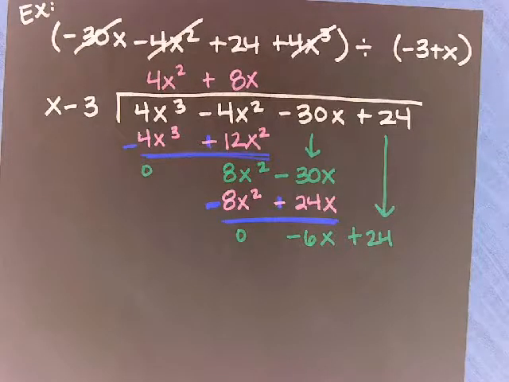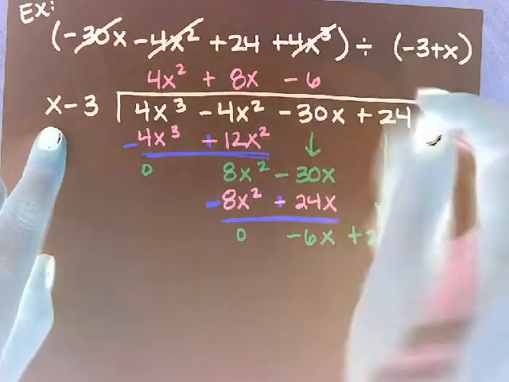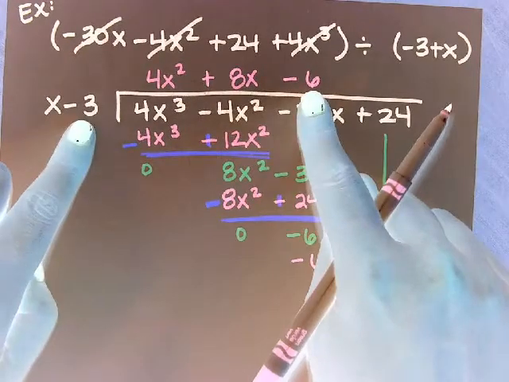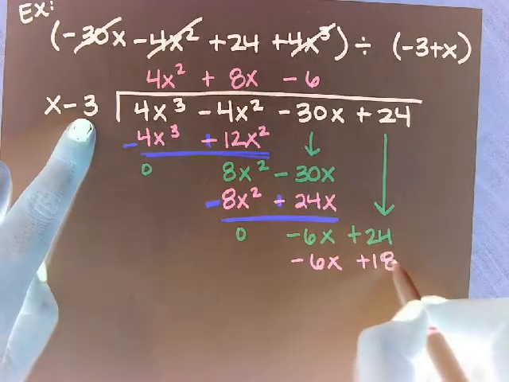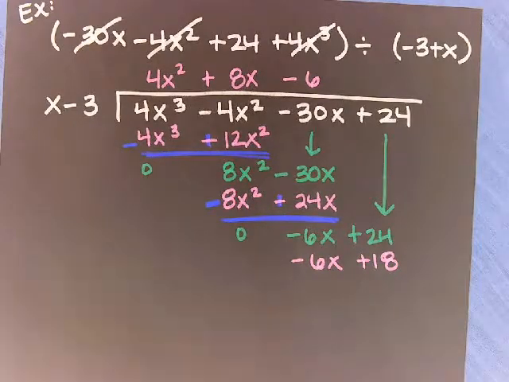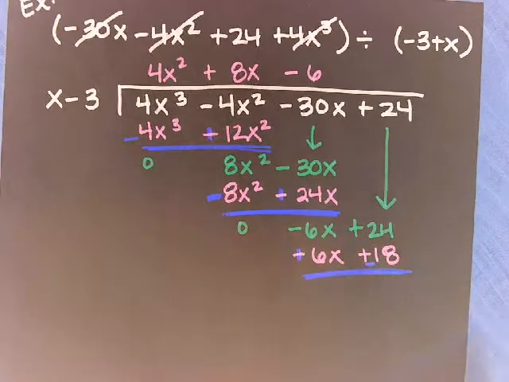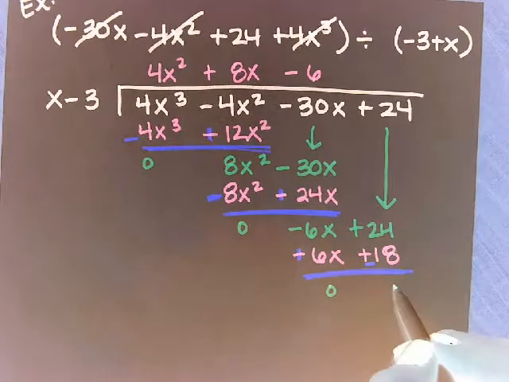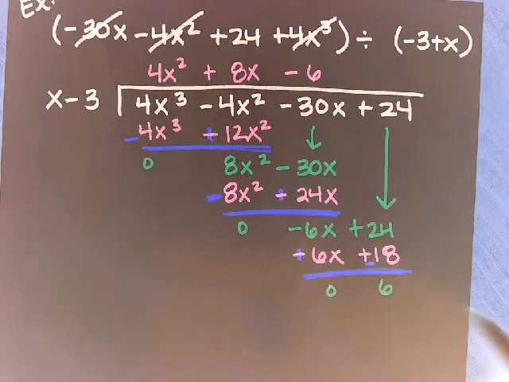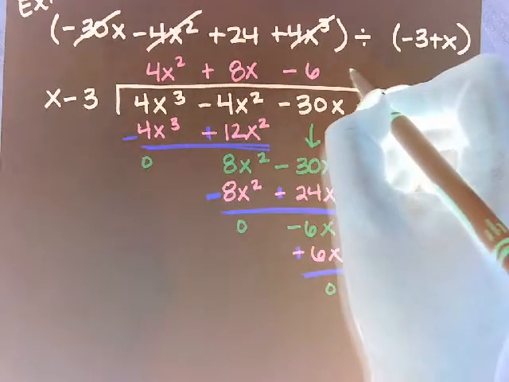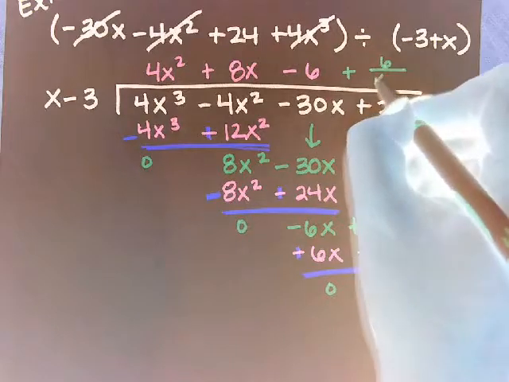All right. What did we put on top? Negative 6. And then we get negative 6x plus 18. And then we draw the line, change the signs. And so we get 0 like we expected. And what's 24 minus 18? 6. Okay, so how do I finish with this part right here? Plus 6 over x minus 3.